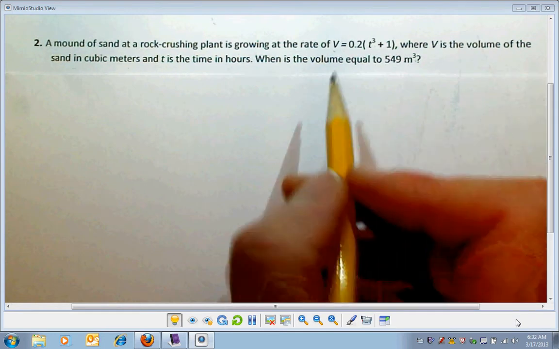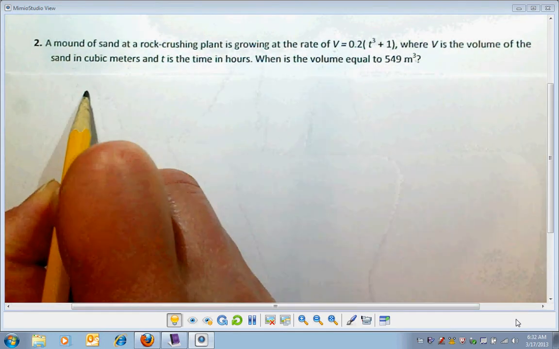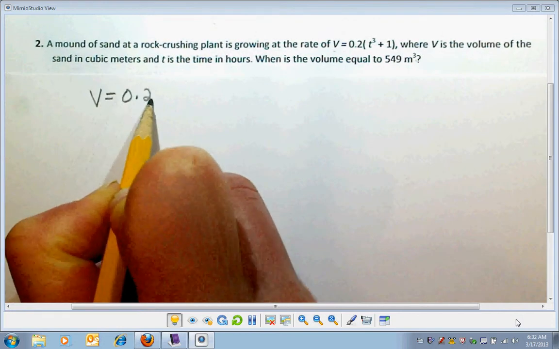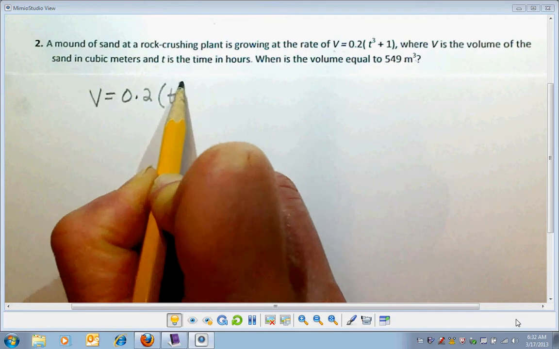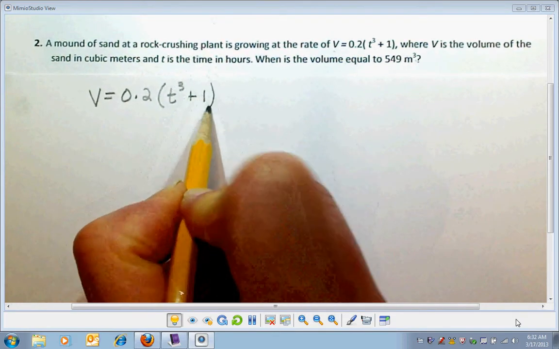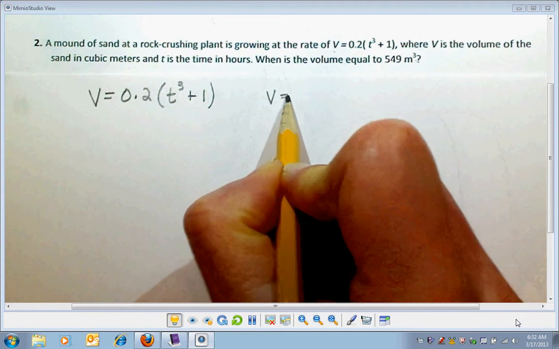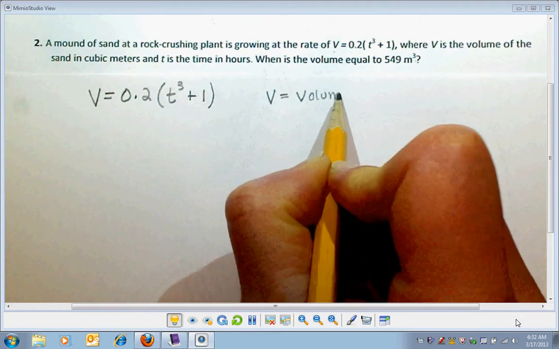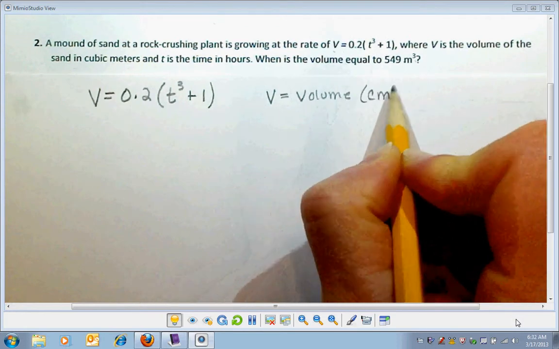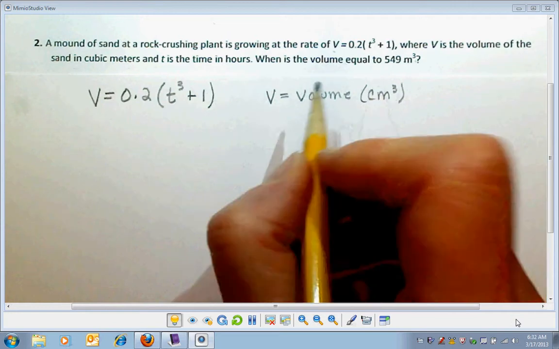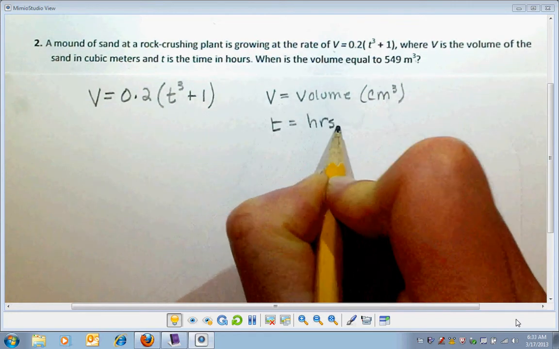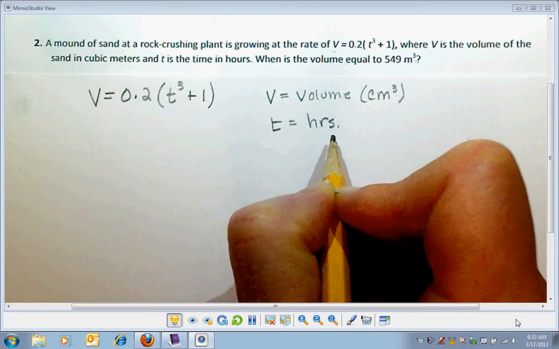Okay, so we have our formula, so let's write that down. Volume is equal to 2/10 times the time cubed plus 1, where we know that V is the volume of the sand in cubic centimeters. I'm going to write that like that. And t is the hours. So what have they given us?